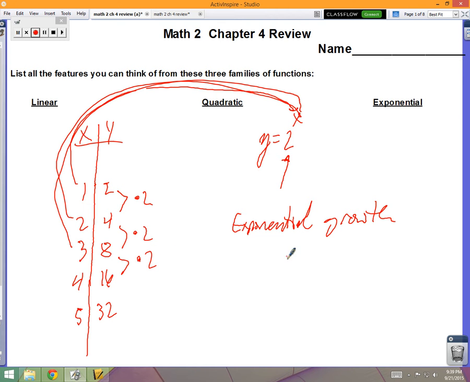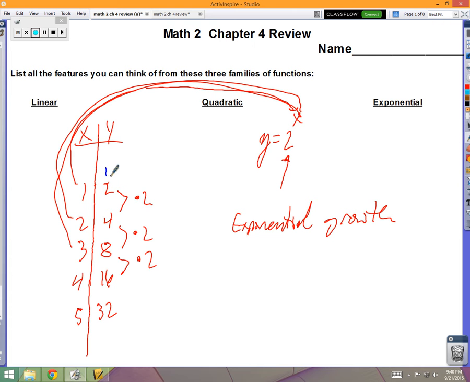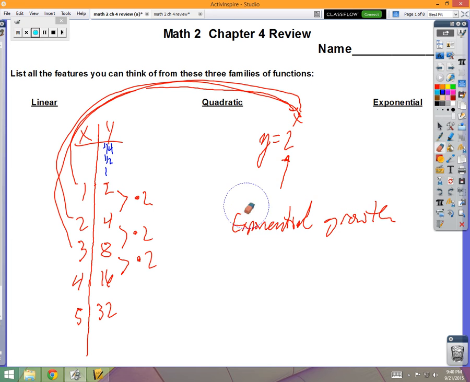Okay, so as you go backwards, you're dividing. 16 cut it in half is 8, cut it in half is 4, cut it in half is 2. Go backwards, cut it in half. If you cut 2 in half, it's going to be 1. Cut that in half, that's going to be 1/2. Cut that in half, that's going to be 1/4. You can imagine you keep going backwards forever. So let's look at a picture.